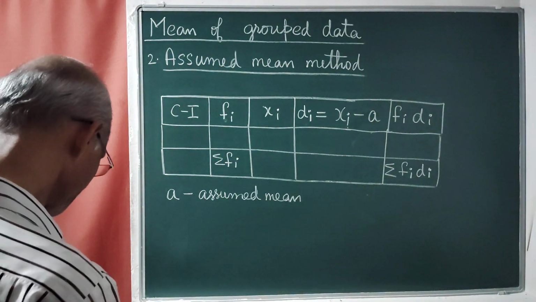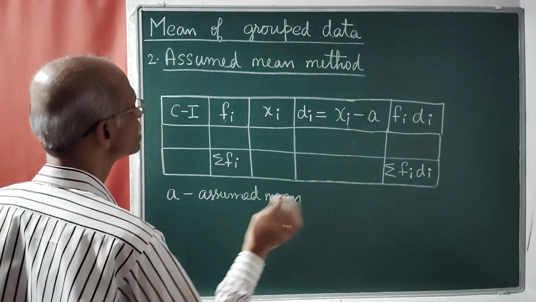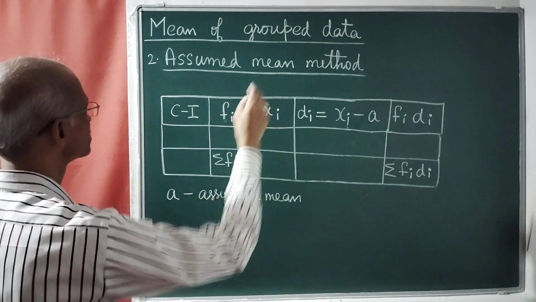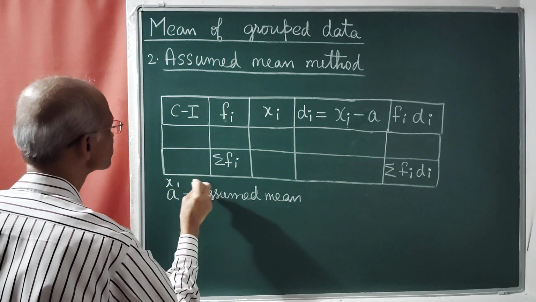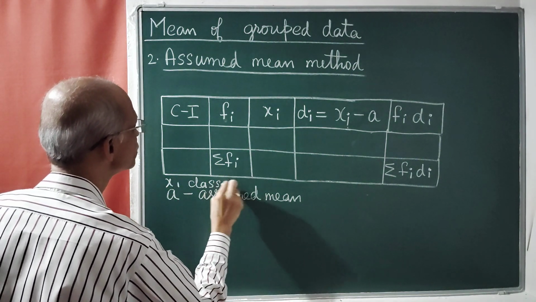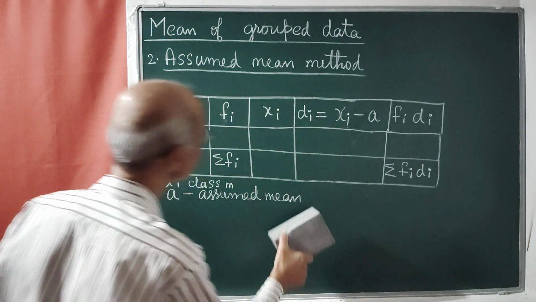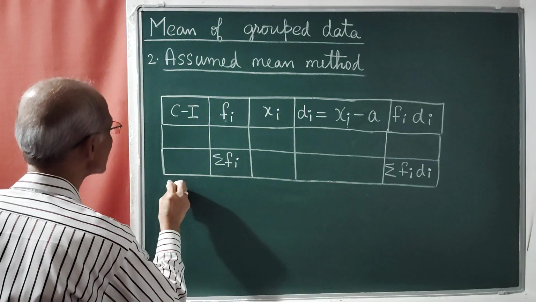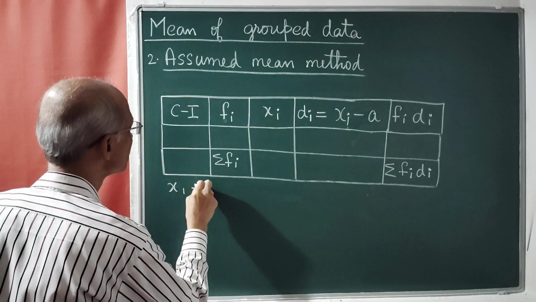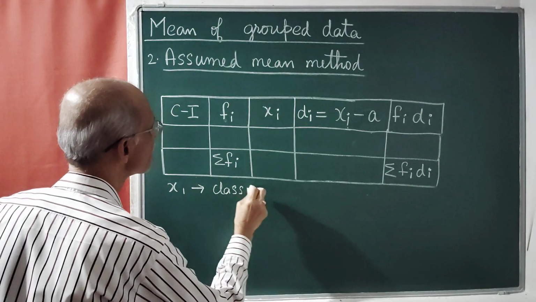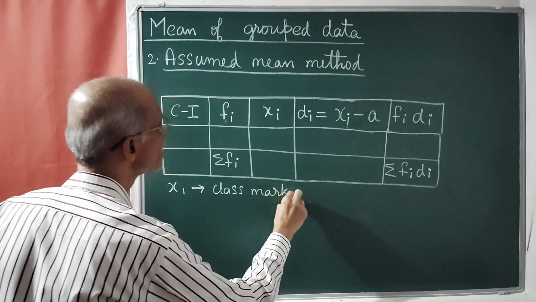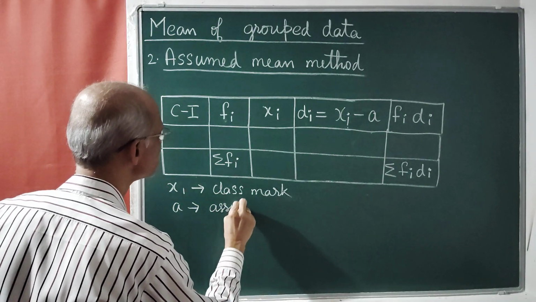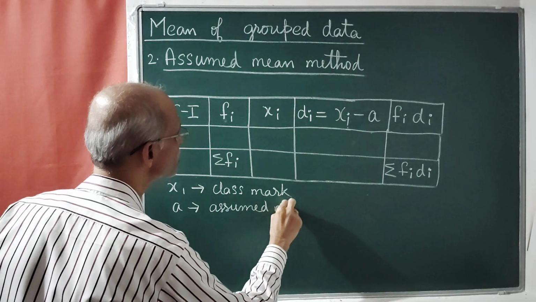Now coming to the formula. What is xi? Xi is the class mark. A is the assumed mean.